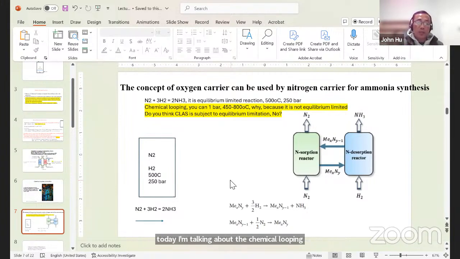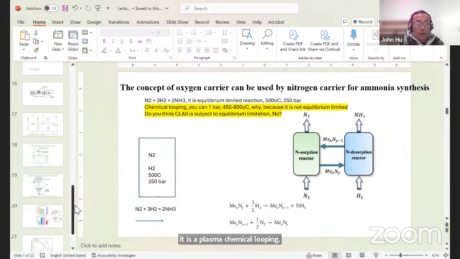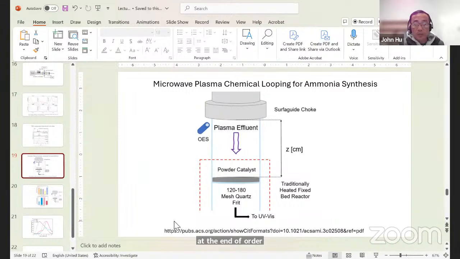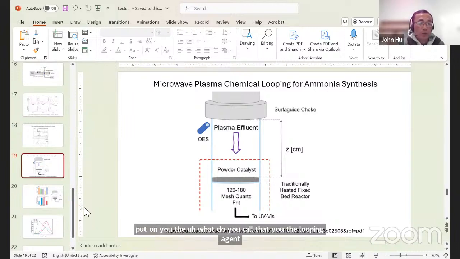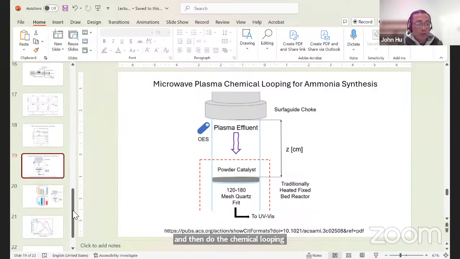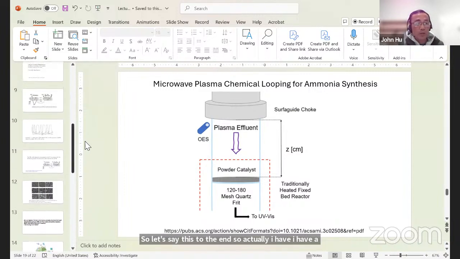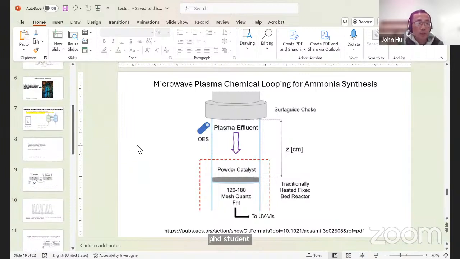What is the advantage of plasma applied to ammonia synthesis? It is the plasma chemical looping. Very good question, but I have the answer at the end of today, maybe tomorrow. Basically, you form plasma, then put on the looping agent, and then do the chemical looping. So let's save this to the end. Actually, I have a PhD student that did all of this. But I want to walk you through this very slowly.